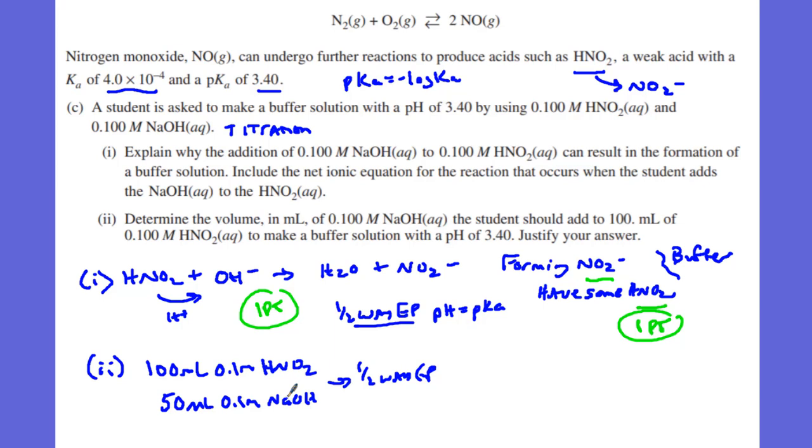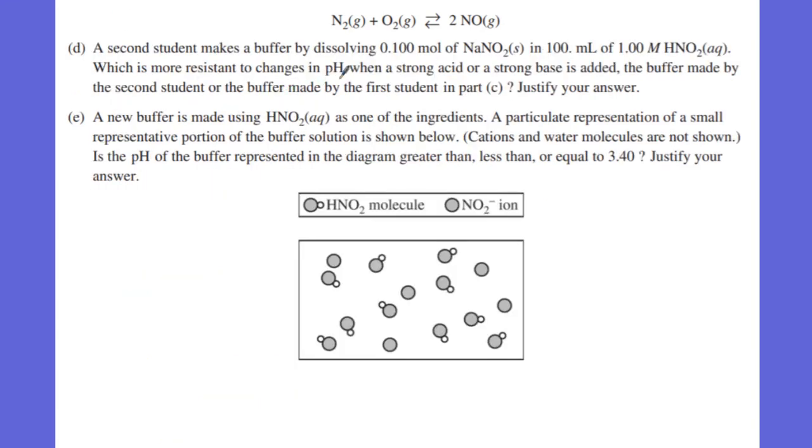Okay, so you get 1 point for the correct volume, and justifying your answer is worth 1 point: saying that is halfway to the equivalence point, you are going to convert half of those HNO2s into NO2 minus, and so that is worth 2 points. Okay, let's go to D.